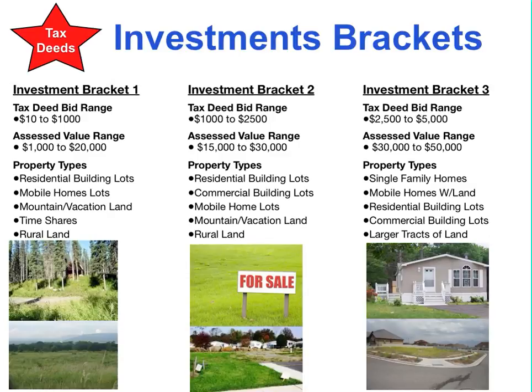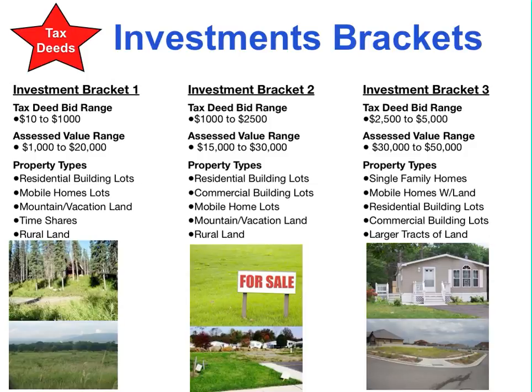Really the key is just to make sure that the property has some value and that it also has the ability to be sold. I mean, even purchasing a tax lien for $1,000 on a property worth $10,000, you can still make a profit on that. You can turn around and sell that property for $7,000 or $8,000 and make a pretty good return. So even starting at the lower bracket, there are good opportunities out there.